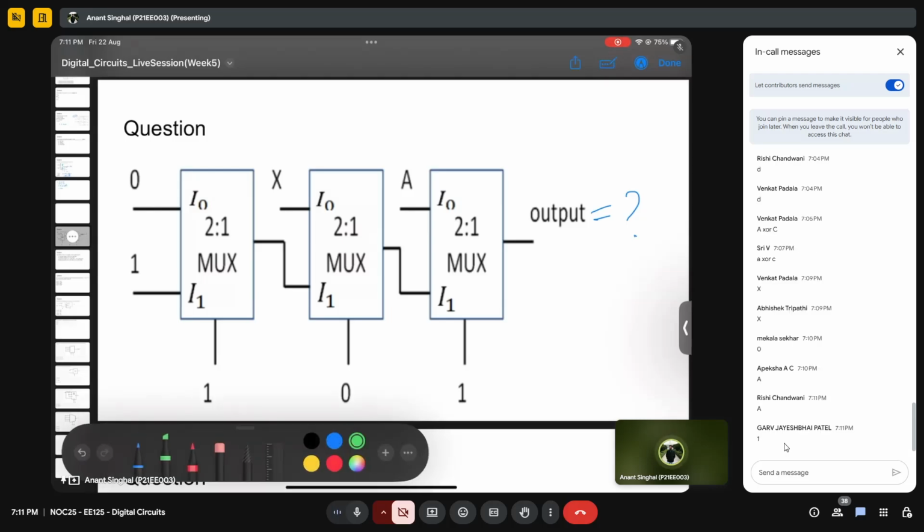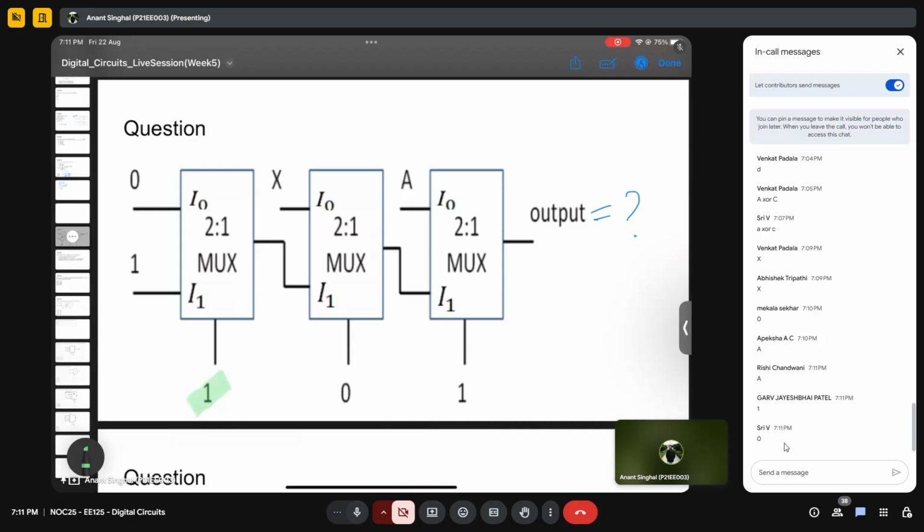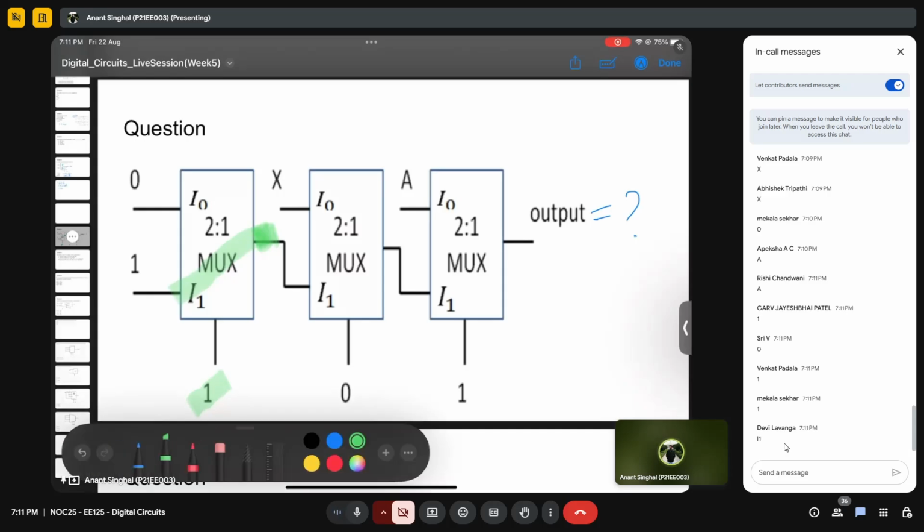So the select line of the first multiplexer is 1. So what is the output of the first multiplexer? Can anyone tell? What will be the output here? 1. Yeah, so since the select line is 1, this output will be 1 here.